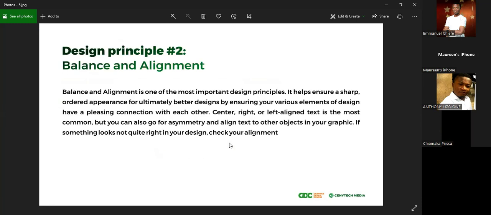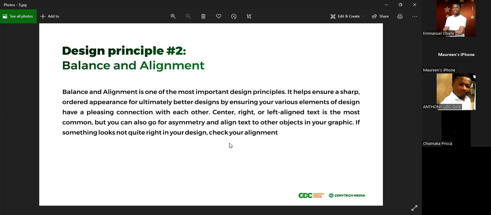So the next principle is balance and alignment. Balance and alignment is one of the most important design principles because it will help your design stand out well. For those of us that did art in school, if you know about sculpture, when you're molding something, there's a frame that is always inside that molded structure. We call it an armature. Without the armature, those sculptures cannot stand.